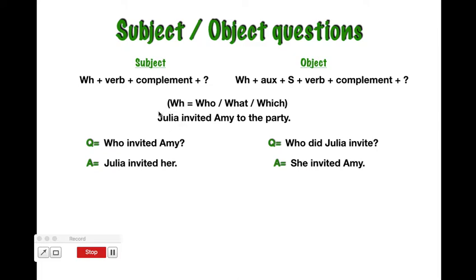A subject is the person, thing, or animal who performs the action. In this sentence, what is the action? Invite, right? Invited. Who invited? Okay. ¿Quién lo hizo? ¿Quién invitó? ¿Quién realizó la acción? Julia or Amy? Julia, right? So Julia is the subject.